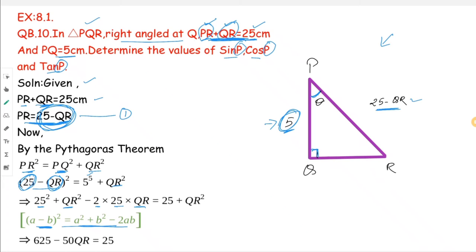Once it is done, you can see here plus QR square and plus QR square on the other side, they're the same. So if this plus QR square goes to the right side, it will become minus QR square, so I can subtract directly from now onwards. Now 25 square, what does it give me? 625. Then minus twice ab: 2 into 25 is 50, so minus 50, and if you multiply with QR, you'll get minus 50 QR. And then this 5 square is 25.